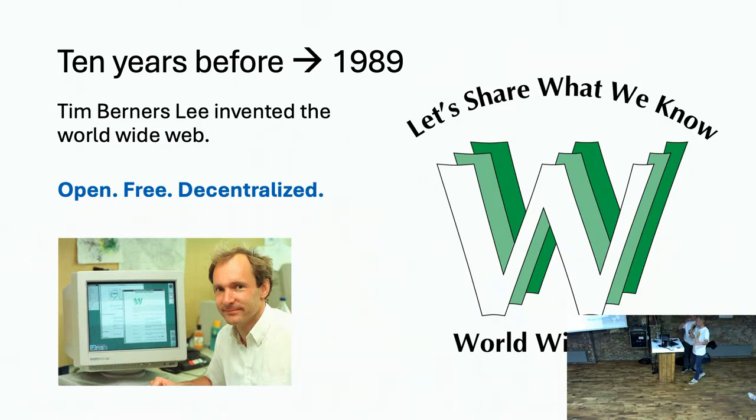10 years before 1999, this man here called Tim Berners-Lee, you all know him, he invented the World Wide Web, and his vision of the web was that it should be open, free, decentralized. And it actually felt free for us. We could build whatever we want, a place for everyone to see. You could judge if everybody wanted to see what you would build, but we could do it. We felt cool.